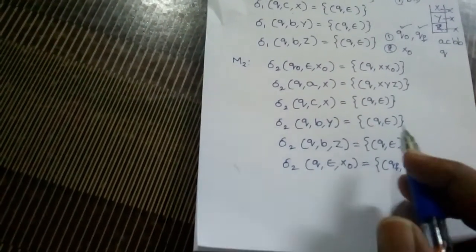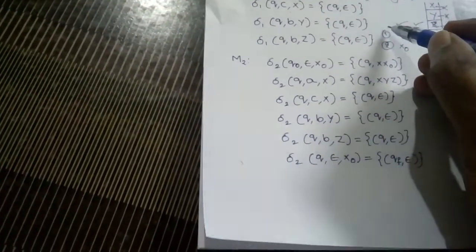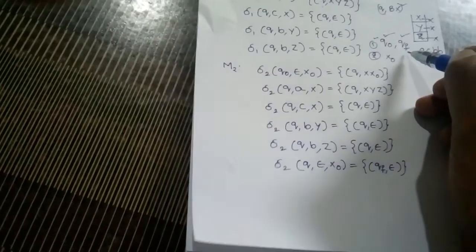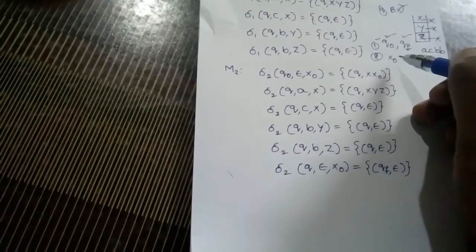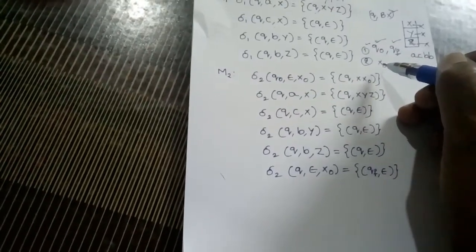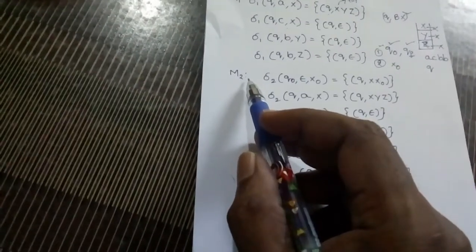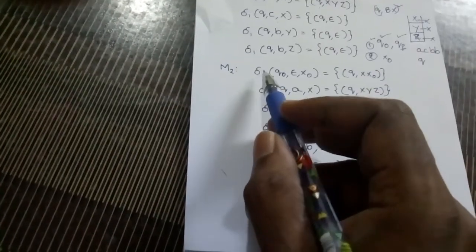Now you see here. I told you already there are two differences. One is we have to take two new states: one is Q naught, the other one is QF. And the second difference is we have to take a new bottom of the stack, that is X naught. So this is the solution. Now M2 is the PDA which is accepting the given language by PDA with final state.